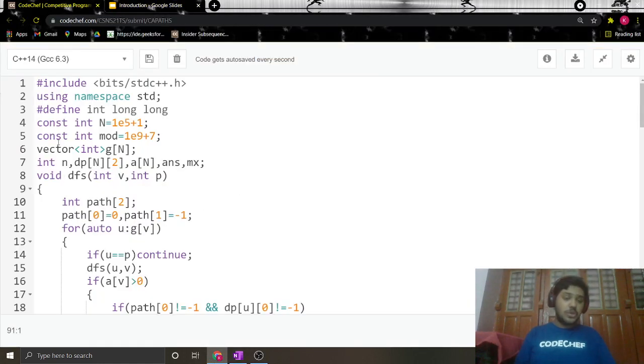So let's discuss the code on this. Here I have just taken n as 1e5 plus 1, and mod as 1e9 plus 7, which is required in the answer.